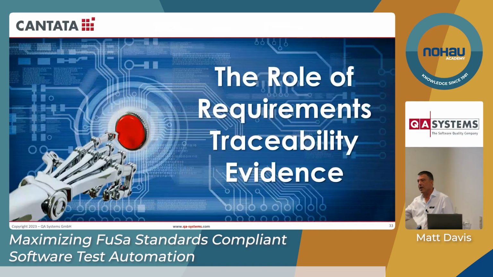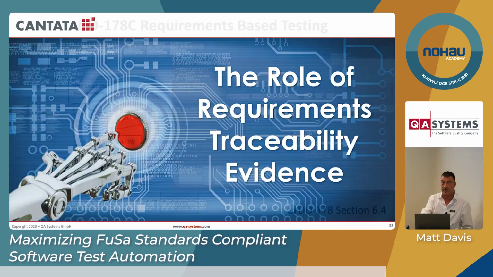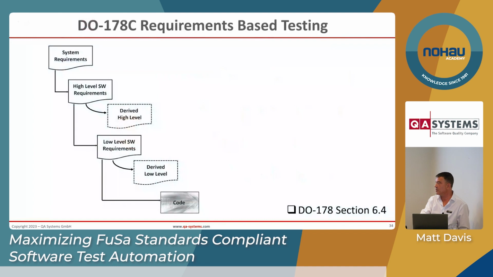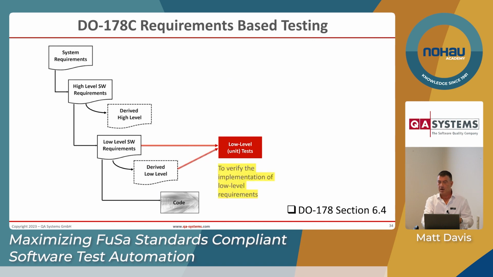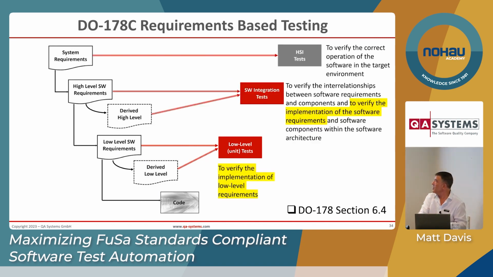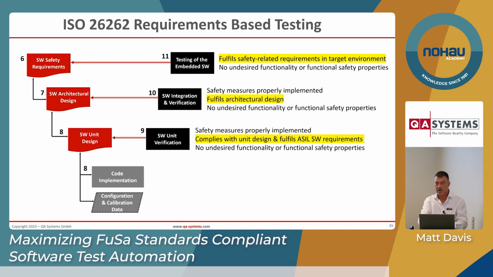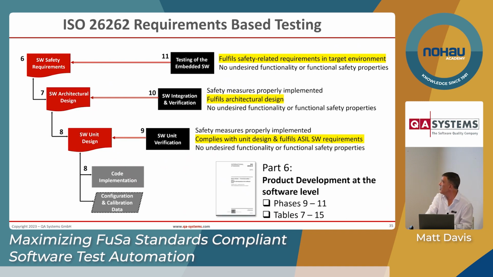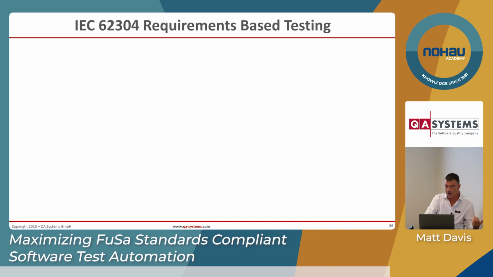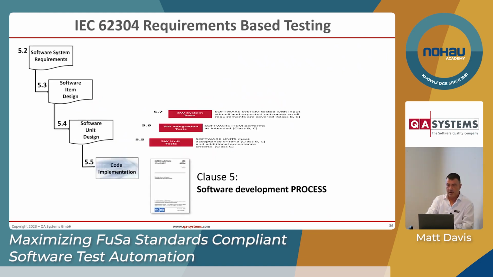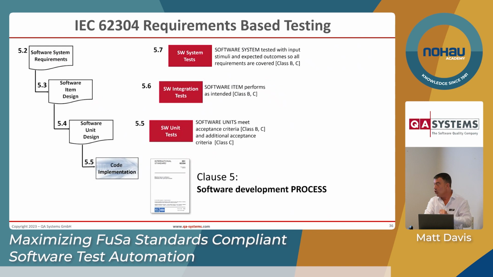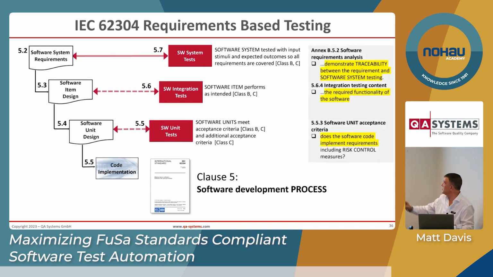So the code tests need to help you understand, is this doing what it should do? This is where the requirements stuff comes in. All of the major standards require requirements traceability, okay? Just as a highlight, this one is from DO178C, the avionics application, verifying implementation of software low-level requirements. This is 26262, complies with the unit design and fulfills the ASIL software requirements, or architectural design at integration testing, and so on. This is 62304, the medical one, a little bit more vague at this top level, yeah, but in the details, the criteria, does the software implement requirements, etc.